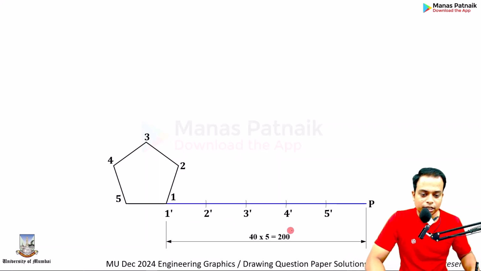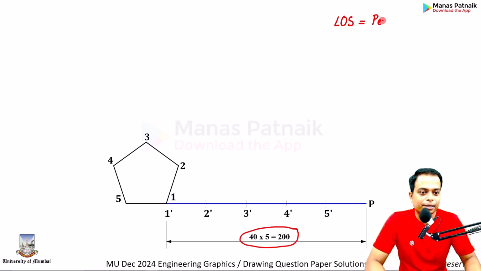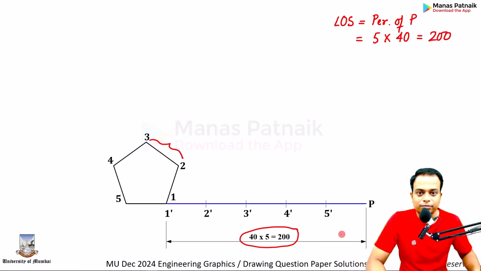If you watch carefully here, the length of the string has been taken as 200. Why? In the question, nowhere has the length of string been mentioned. So we are going to assume that the length of string is equal to the perimeter of the pentagon. One side of the pentagon is equal to 40 millimeters, and there are as many as 5 sides. 40 into 5 is equal to 200. So this is something that you need to do.